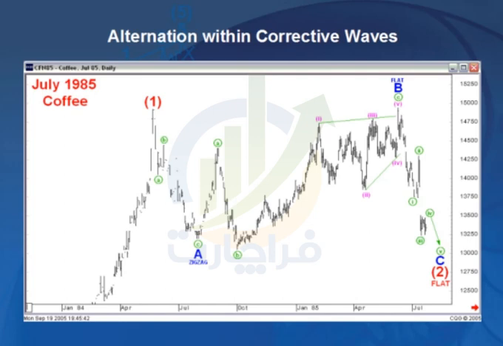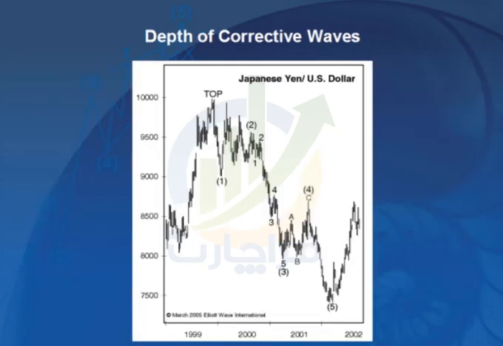For corrective waves, the guideline of alternation states that if wave A is a sharp zigzag, wave B will be a sideways or flat correction, and vice versa. In a 5-wave impulse wave, wave 4 tends to terminate in the area of the previous 4th wave of one lesser degree.